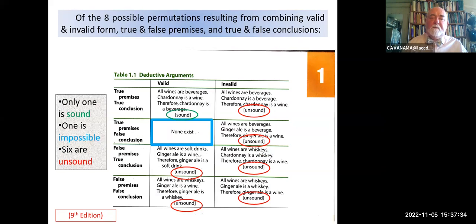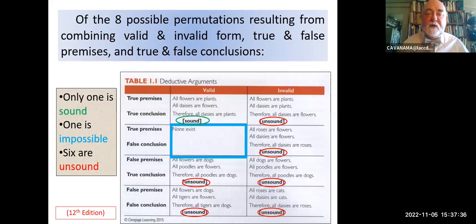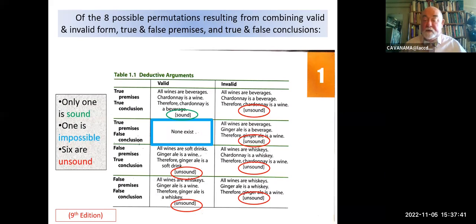Kind of meets the 9th edition. The current edition, the one we're using, uses flowers and plants, and the other one used to use wines and beverages.